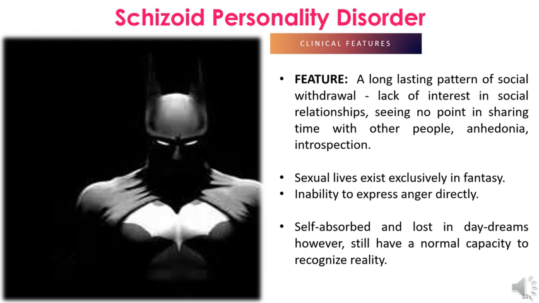Their sexual lives may exist exclusively in fantasy, and they may postpone mature sexuality indefinitely. Men may not marry because they are unable to achieve intimacy. On the other hand, women may passively agree to marry an aggressive man who wants the marriage. Persons with schizoid personality disorder usually reveal a lifelong inability to express anger directly.